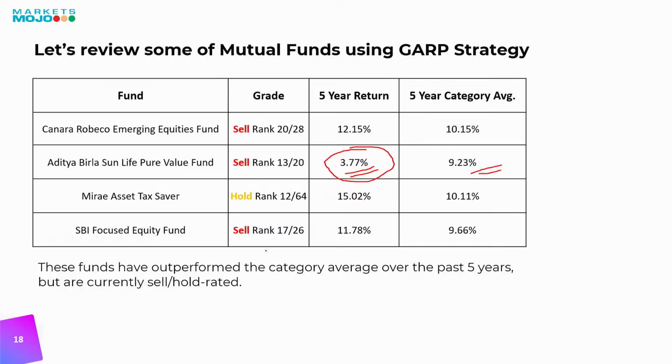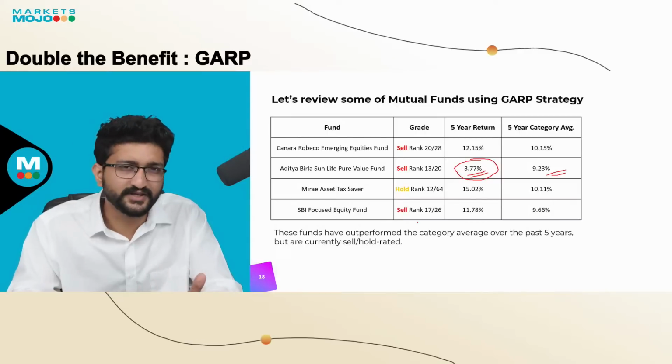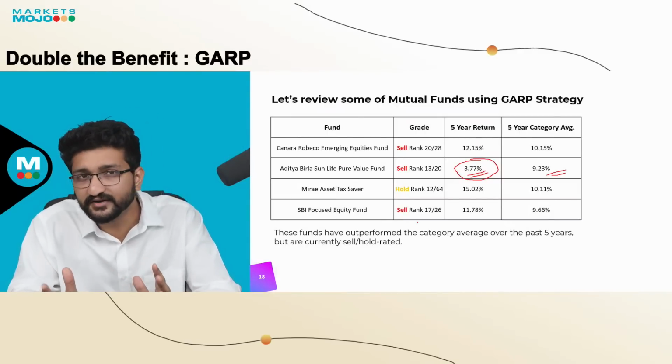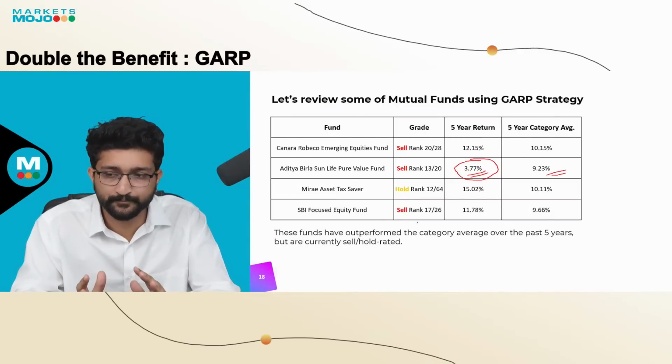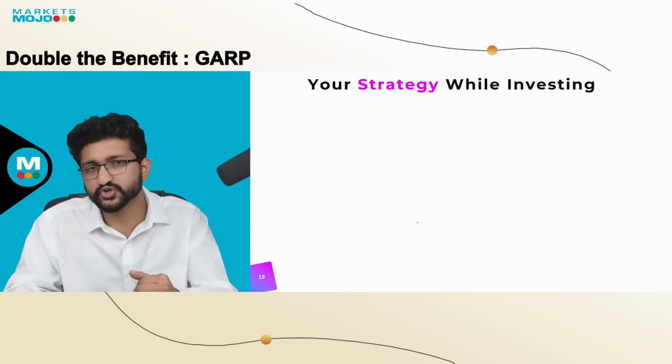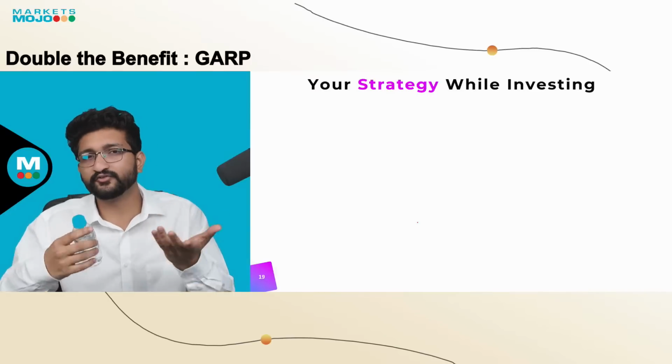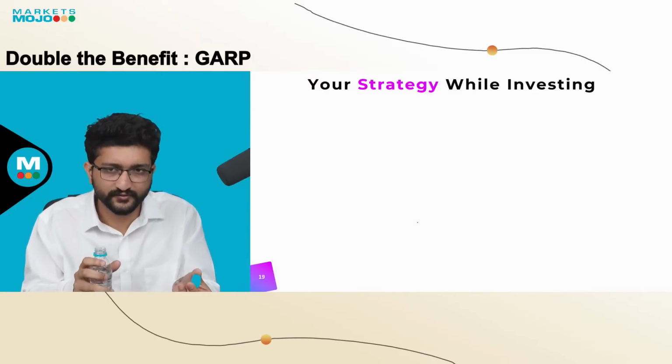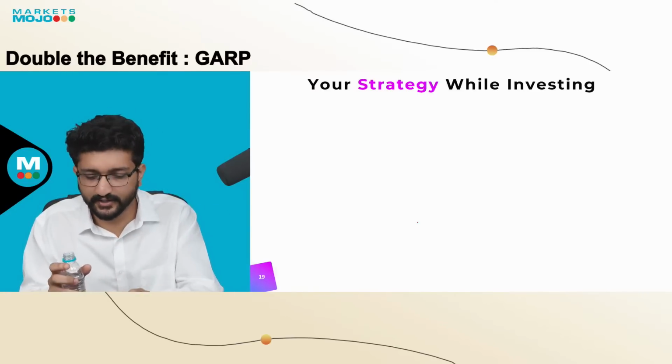Now that we've looked at the GARP strategy, we've understood this PEG ratio, we've looked at different screeners, we've also identified one Mojo stock. Let me take you forward and actually explain what should be your strategy now. Now that you have some idea of what this GARP strategy is, what should be your strategy when it comes to investing?